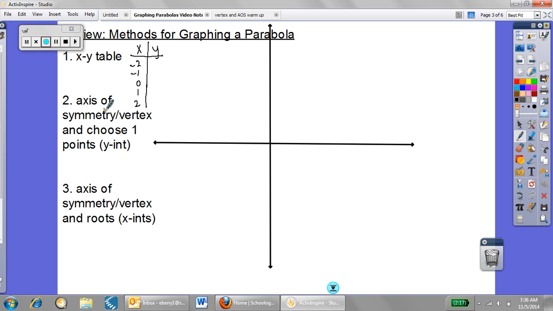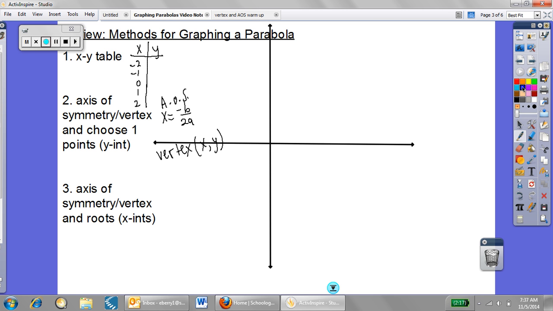The second method we learned was to graph using the axis of symmetry and the vertex, and then to choose one point. So we learned that the formula for the axis of symmetry is x equals -b over 2a. This is axis of symmetry. And then to find the vertex, we knew that this was a point, an x comma y point. And we just plugged in our x value into the equation to get the y value. After that, we chose one point, plugged it in to get the final shape of the parabola.